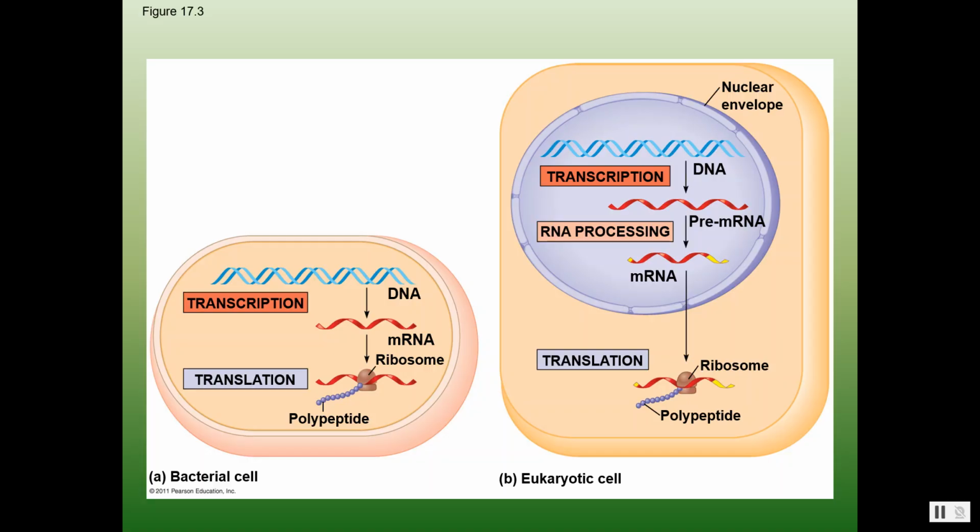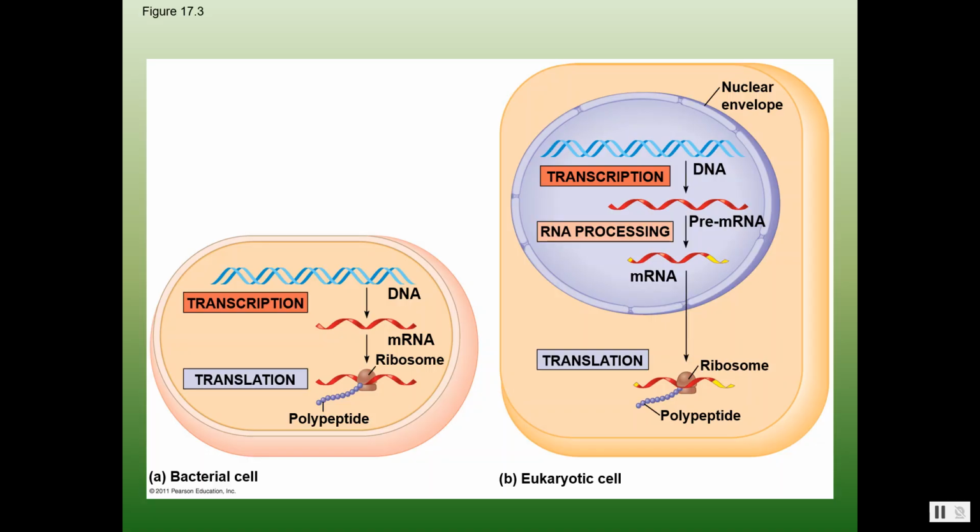The genotype is an organism's genetic makeup. The phenotype is the expression. So the molecular basis for phenotype is the organism's proteins. So proteins are the phenotype. So genotype is DNA, phenotype is proteins. So we need to get from DNA to protein, and that's going to be through protein synthesis.